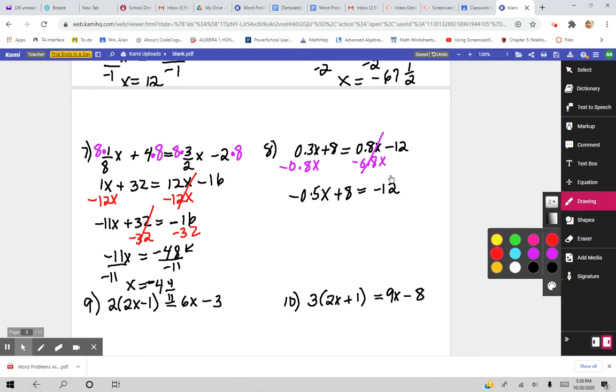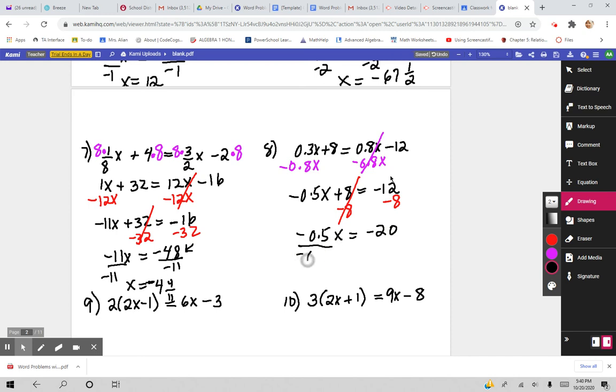Let's subtract out the 8 from both sides. And this will give us negative 0.5x equals negative 20. Divide both sides by negative 0.5. Okay, this is SSP, same sign, positive. Both of them are negative. So negative 20 divided by negative 0.5, this is going to be 40.